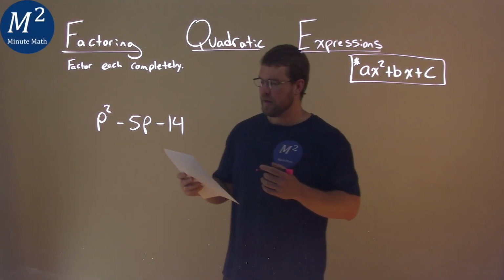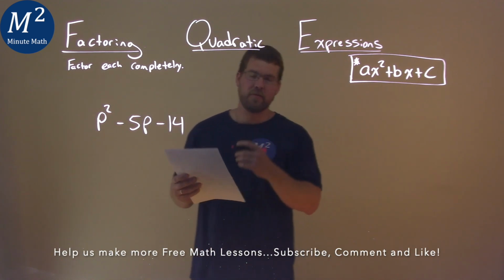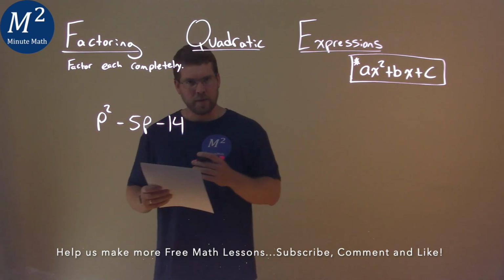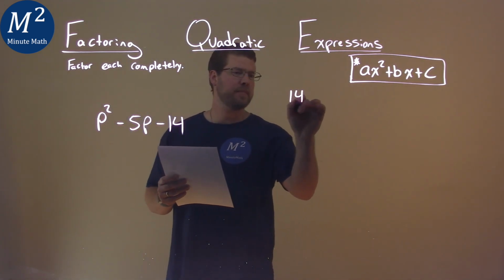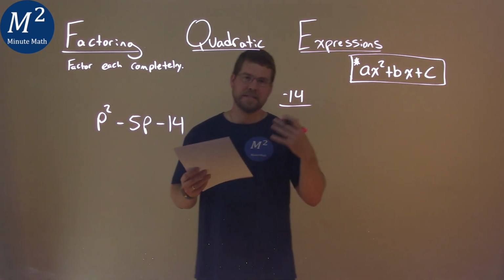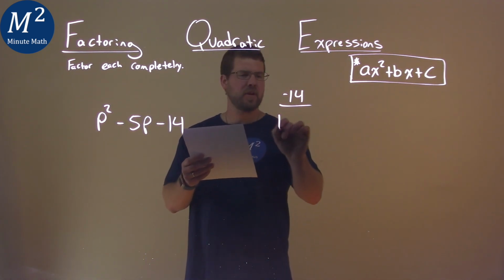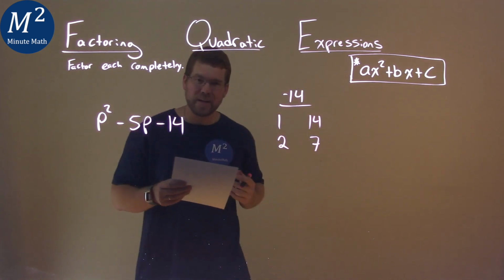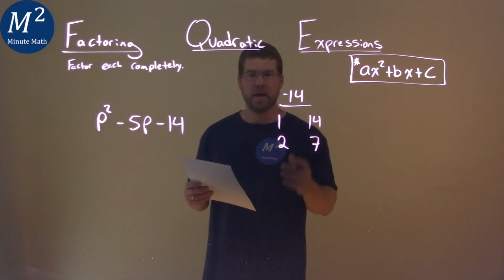We're given this problem right here, p squared minus 5p minus 14, and we have to factor this completely. I look at my a value, it's 1, so it's pretty standard here. With that, I look at my c value, which is a negative 14. So I have to ask myself, what two numbers multiply to be a negative 14? And I really just focus on the positive 14, so it's like 1 and 14, and, well, 2 and 7. But since it's a negative 14, I know one of these numbers will have to be negative of a pair.